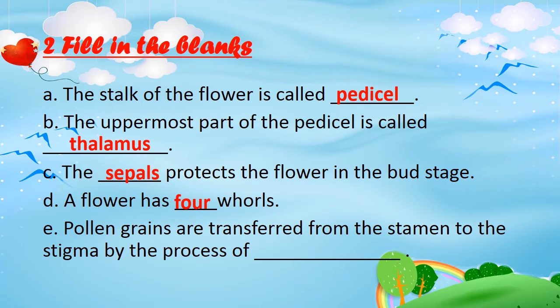Part E, pollen grains are transferred from the stamen to the stigma by the process of dash. So its answer is pollination. So in this process, the pollen grains are transferred from the stamen to the stigma. So this was our fill in the blanks.